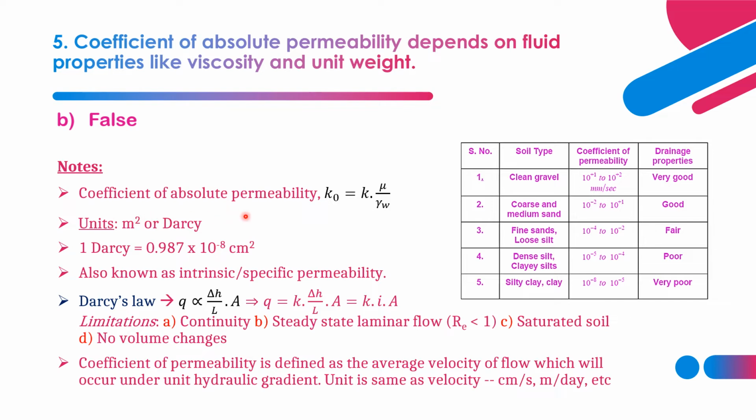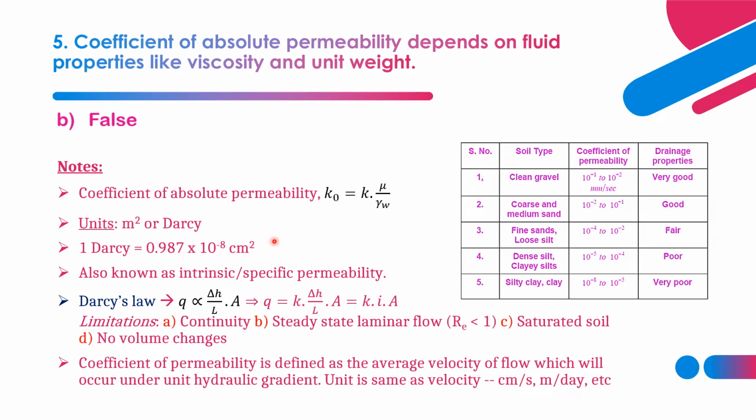Let's see what the coefficient of absolute permeability is. This is denoted by K naught, equal to K into nu by gamma w. In the K formula, we have gamma w by nu, so gamma w by nu into nu by gamma w cancels out. That is why the coefficient of absolute permeability does not depend on fluid properties. It depends only on soil properties like void ratio, shape factor, D10, as we have seen in the Kozeny-Carman equation. The coefficient of absolute permeability has units of area like meter square, or we can say Darcy, and 1 Darcy is equal to 0.987 into 10 power minus 8 centimeter square.